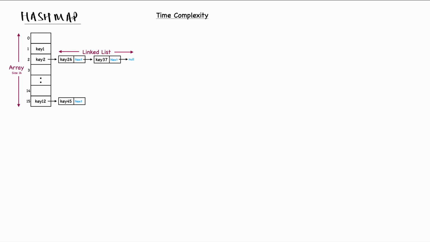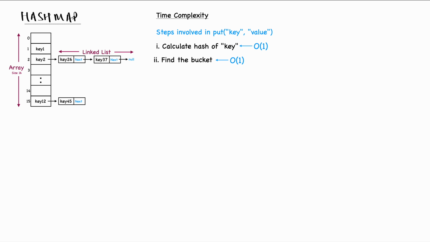The time complexity for a get operation is similar to put. The steps involved are: calculate the hash of key, which is constant time. Then identify the bucket using the modulo operation, which is also constant time. Then find out whether there is collision in that bucket or not. In case of no collision, the key is inserted straight away in constant time.